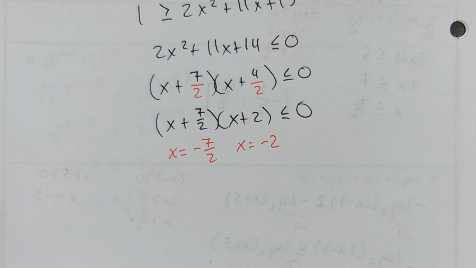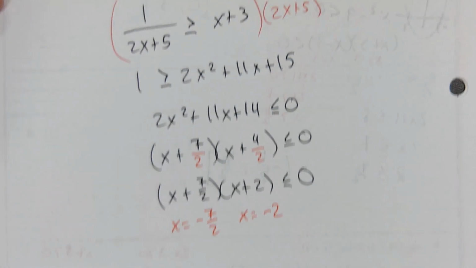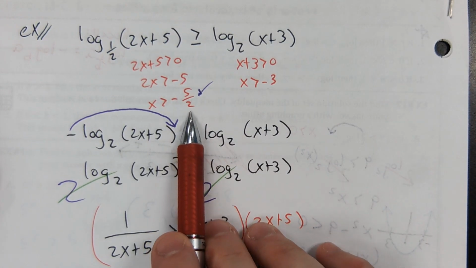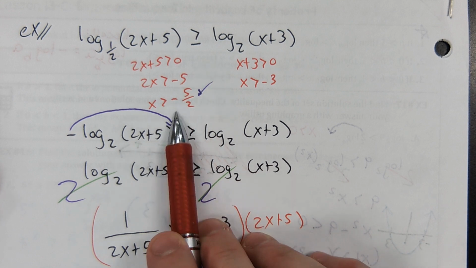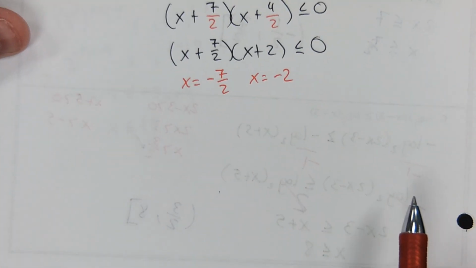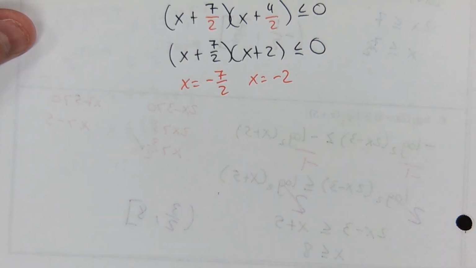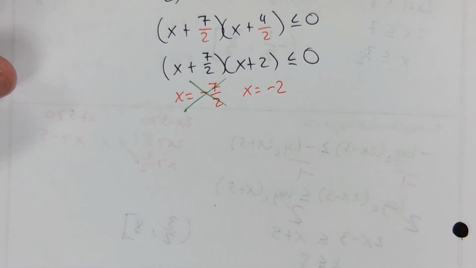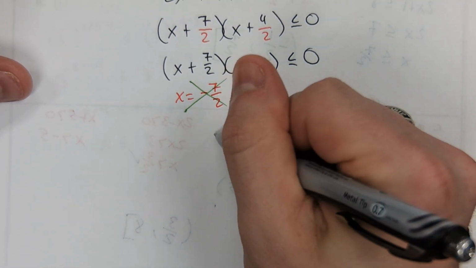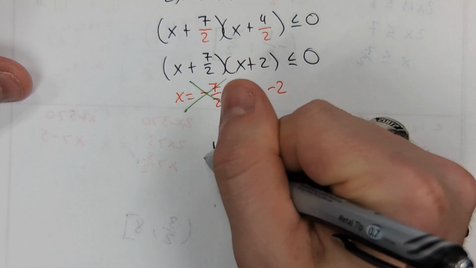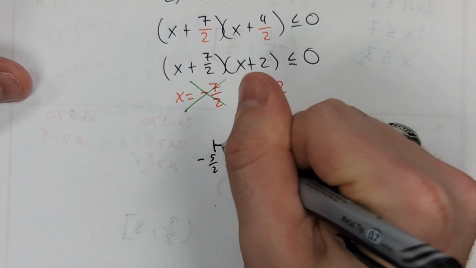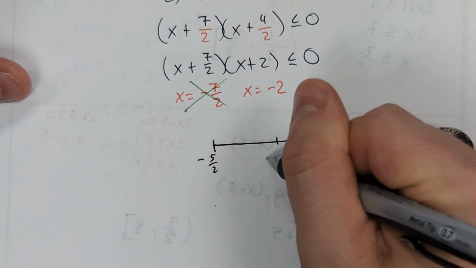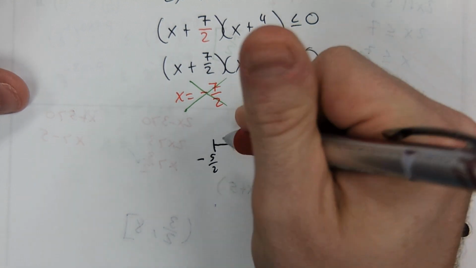And we would normally put those on our sign diagram, except the sign diagram begins at negative 5 over 2. That is a vertical asymptote. So this answer cannot be used because that is less than negative 5 over 2. My sign diagram then actually begins at negative 5 over 2, and I've got one value at negative 2. This was a vertical asymptote.